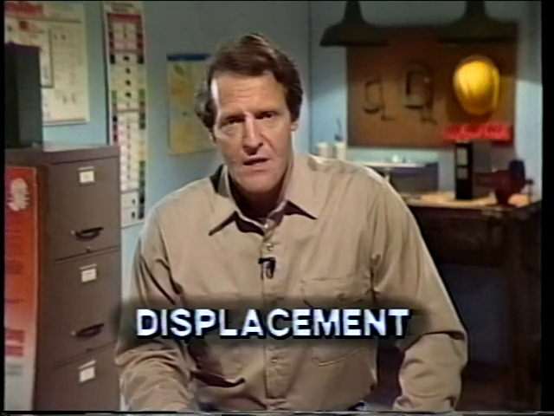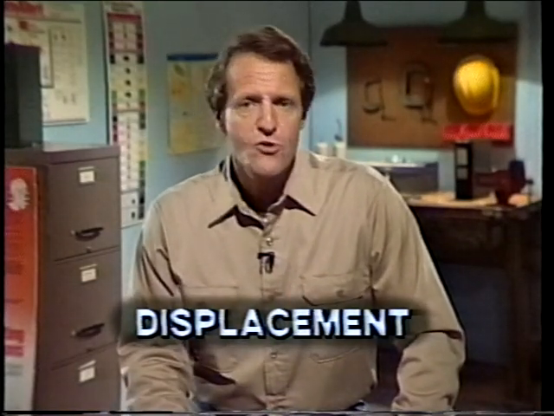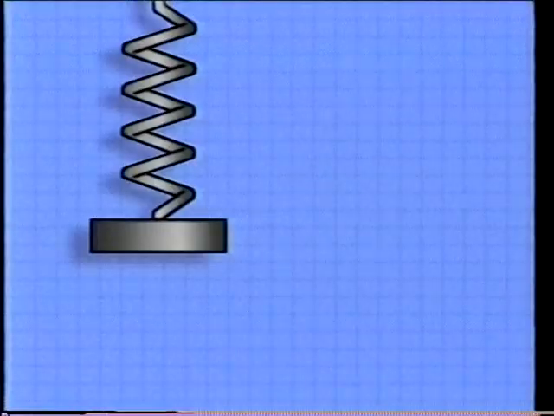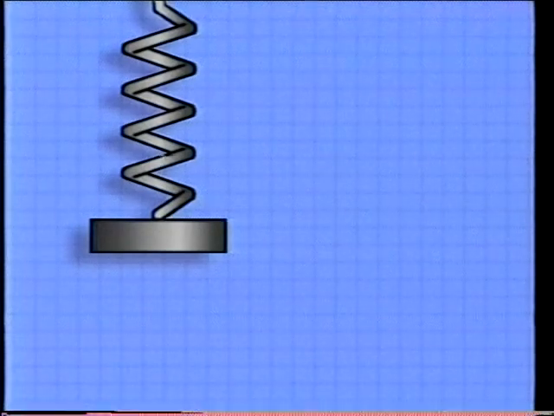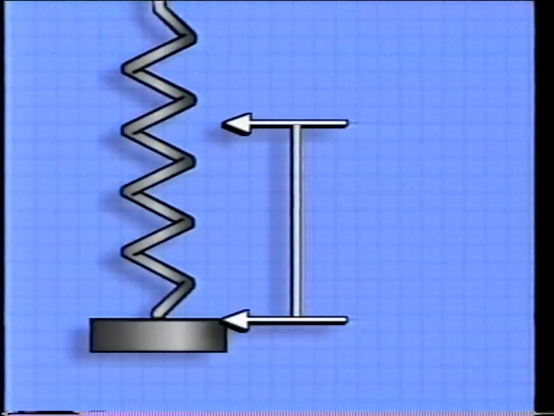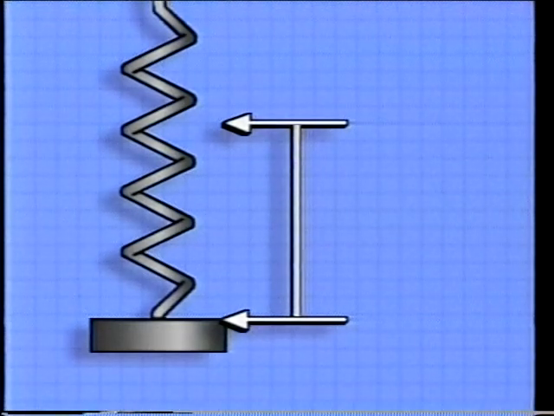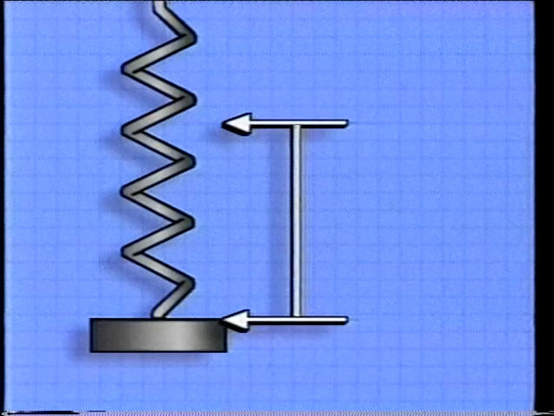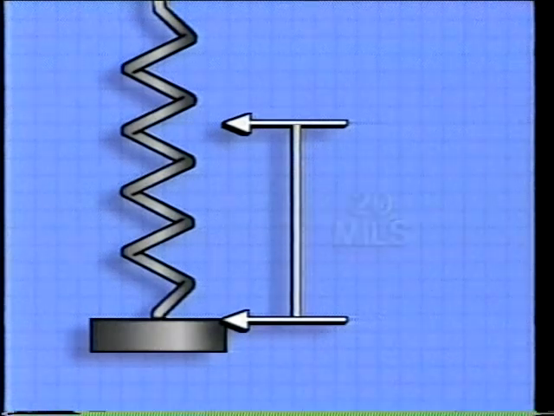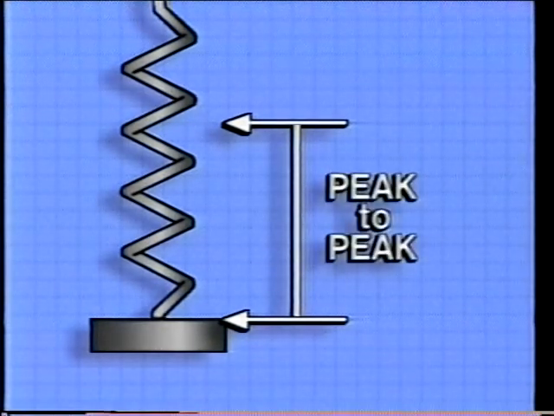Another term used to describe certain features of vibration is displacement. Displacement is the distance between the two extremes traveled by the vibrating object. Displacement is usually measured in mils, which is 1/1000th of an inch. For example, when the block in the model moves up and down, it travels between two extremes, from here to here. By measuring the distance between those 2 points, the amount of displacement can be found. For instance, if the distance between the two extremes measured 20/1000ths of an inch, then the displacement would be 20 mils.